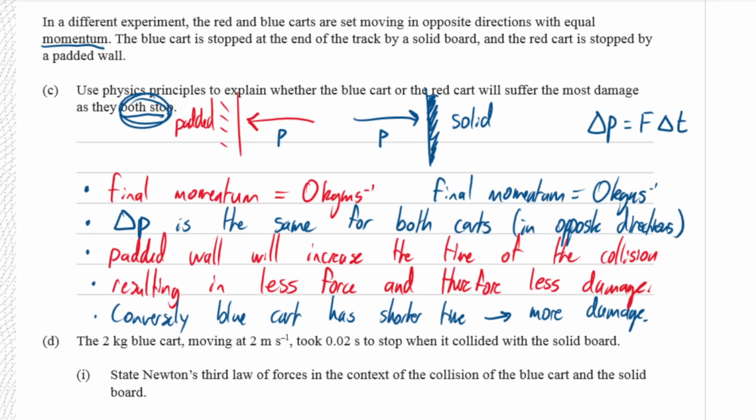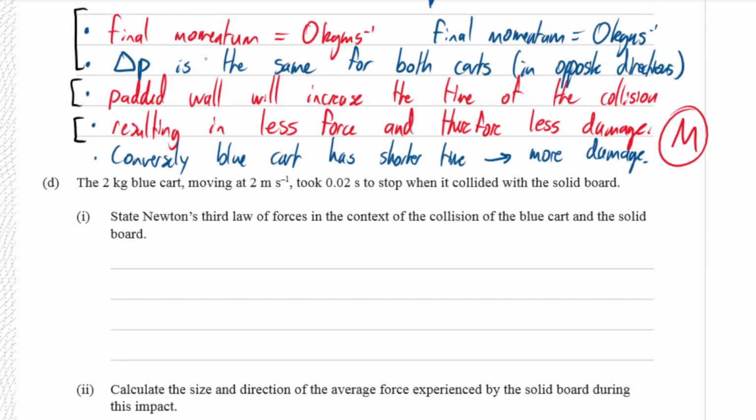And that is a merit question. You'd get achieved if you only made one of those bullet points. So 1, 2, and like 3. And if you got all 3, that is a merit. Again, the key learnings from this question is you need to state what is the same, what is different, and how it influences the variable that you care about. So in this case, damage relating to force.